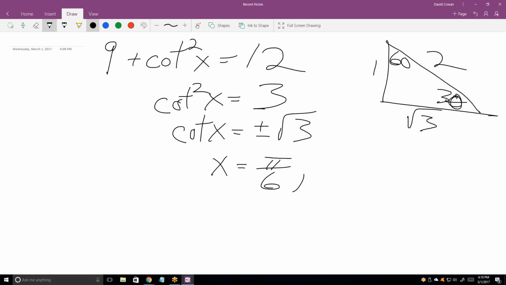Now, where else? Is it plus 3? What's 7 pi over 6? Good. So those are the two places in the unit circle where cotangent of either of these angles is equal to plus root 3. Now how about minus root 3? That would be second and fourth quadrant. 5 pi over 6. Good. And 11 pi over 6.